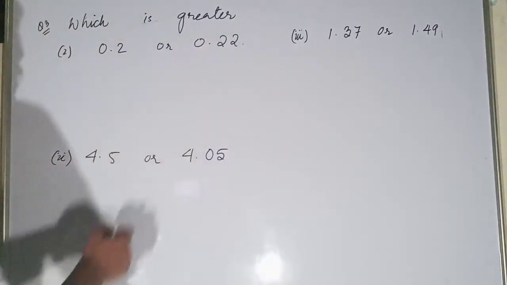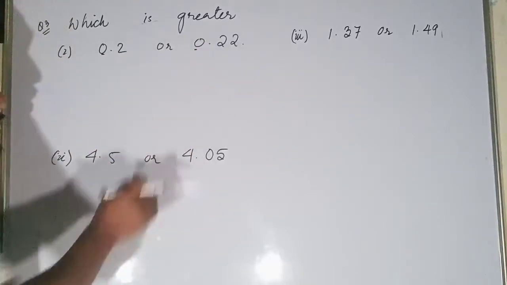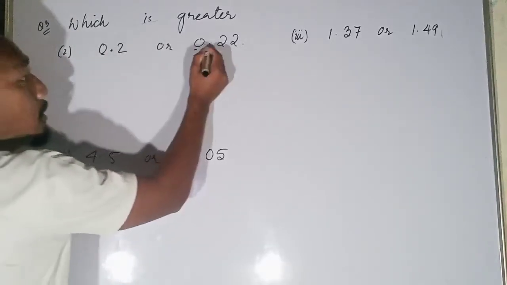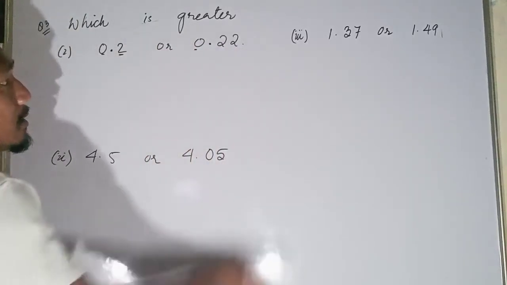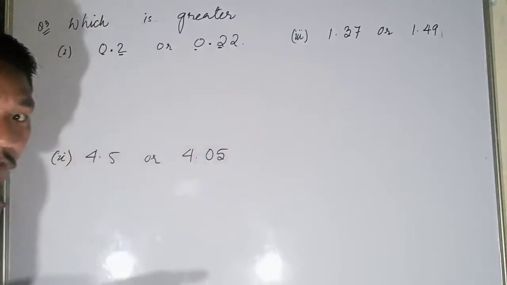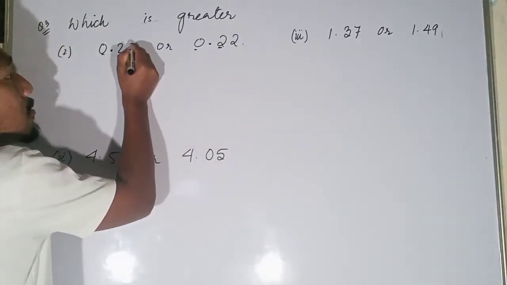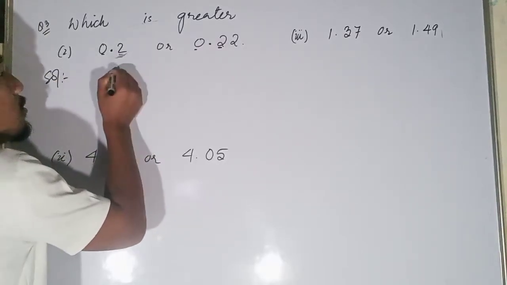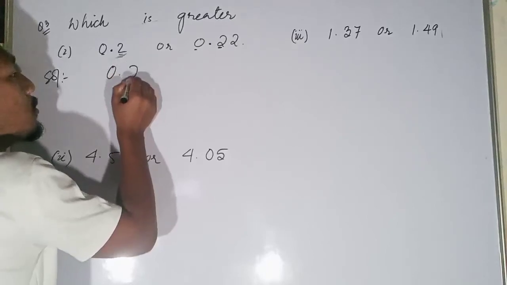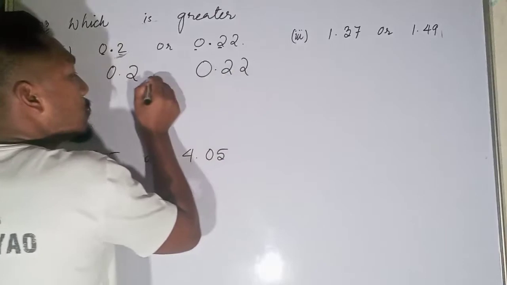Let's compare. The 0 and 0 are the same. Then we have a point here and a point here, then we see 2. It is 2 here, they are the same again. Next we compare the next number; we don't have any number, that means it is 0. I'm writing the solutions here: 0.2 and 0.22.